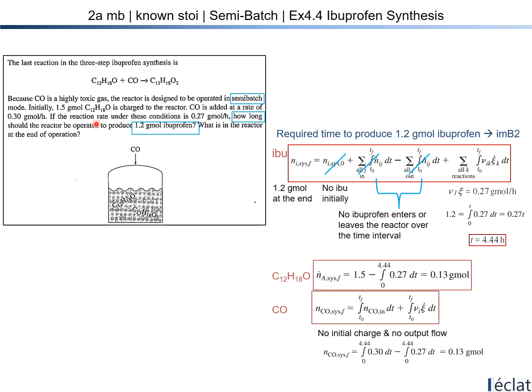If the reaction rate under these conditions is 0.27 gram mole per hour, so this is the value of the extent of reaction for this reaction, how long should the reactor be operated to produce 1.2 gram mole ibuprofen? This is the target amount of ibuprofen production. What is in the reactor at the end of the operation?